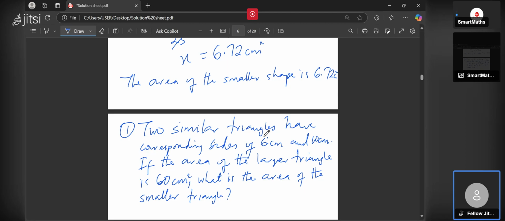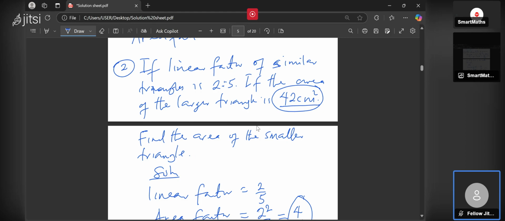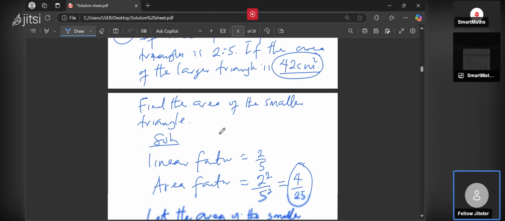Before you attempt the question, let's go through what we did together. The linear factor of similar triangles, that is the ratio of corresponding sides, is 2 to 5, and the area of the larger triangle is given as 42 centimeters squared. Find the area of the smaller triangle. Since it is area we are looking for, we need to change the linear factor to the area factor, so we square the linear factor.